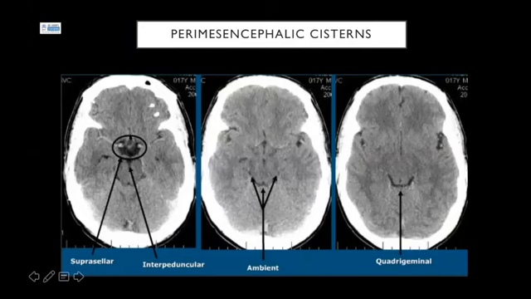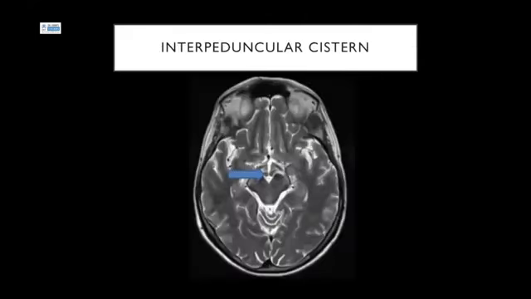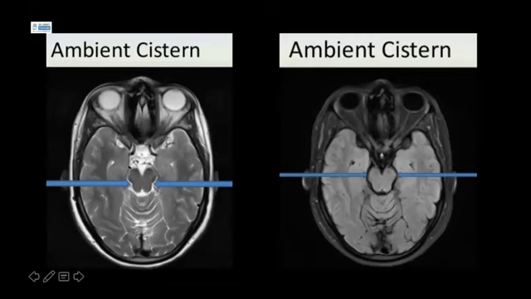So just to show you one more image to reinforce it. Suprasellar cistern, interpeduncular, ambient, and quadrigeminal. And you could be asked this on a CT or an MRI study. And this is our interpeduncular cistern between the cerebral peduncles of the midbrain. The mammillary bodies are again here. And this is coming into the vermis of the cerebellum. Here we've just highlighted again the ambient cistern.